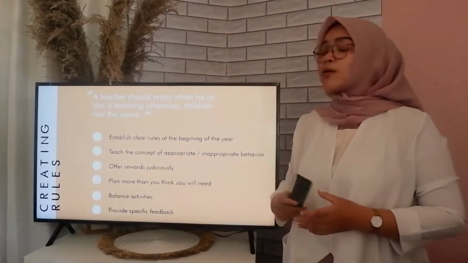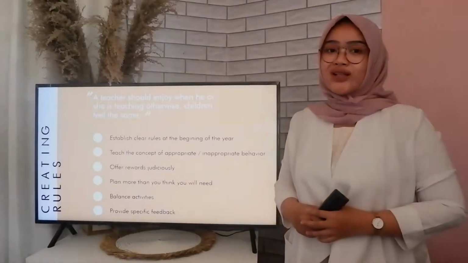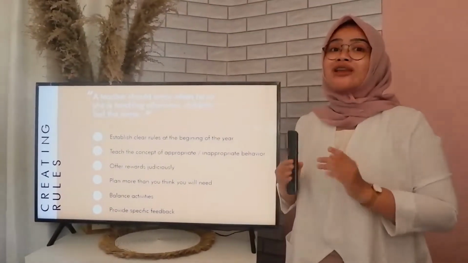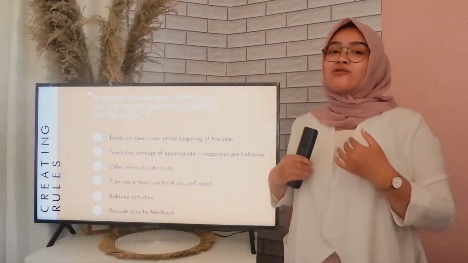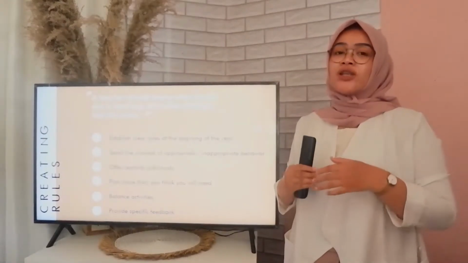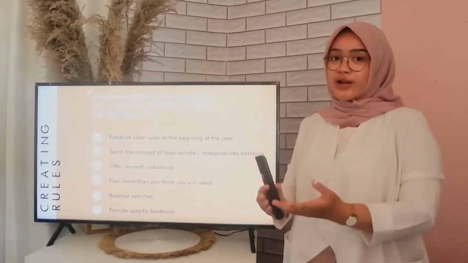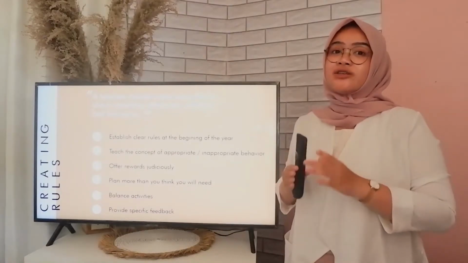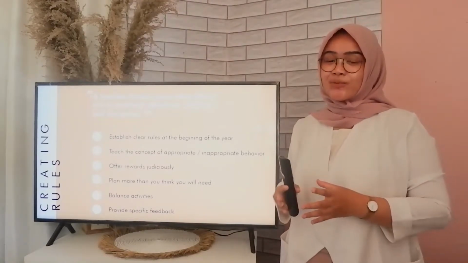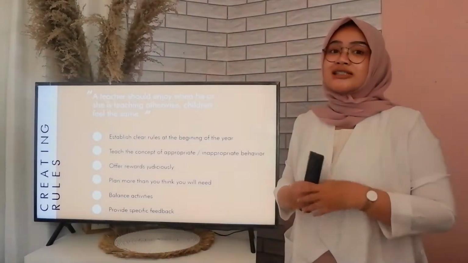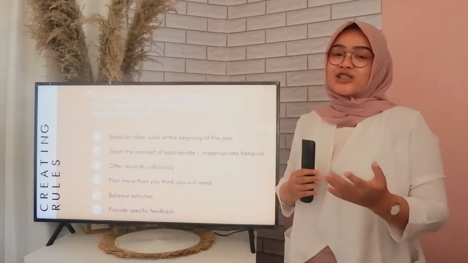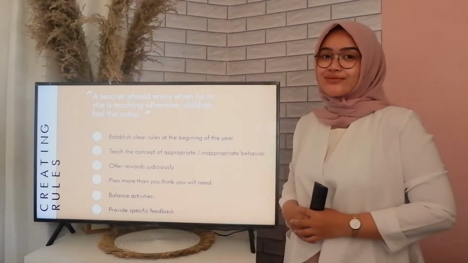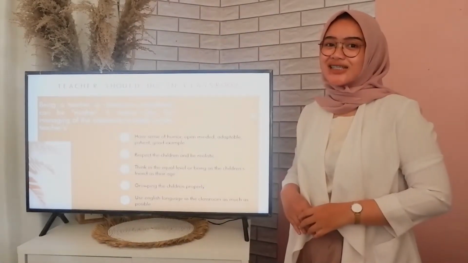The next is plan more than you think you will need. If a teacher has plan A, we need plan B too. When we are teaching young learners, we need to be creative teachers for them. Balance activities. For example, today we study in the classroom, but next week we study outdoors. So the activities will be balanced. Then provide specific feedback. Okay, let's move to the next slide.